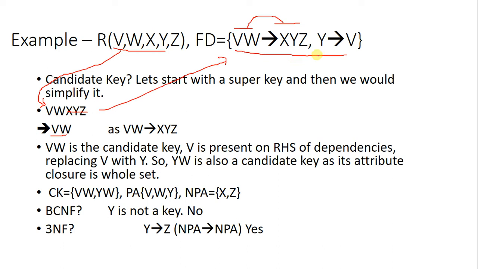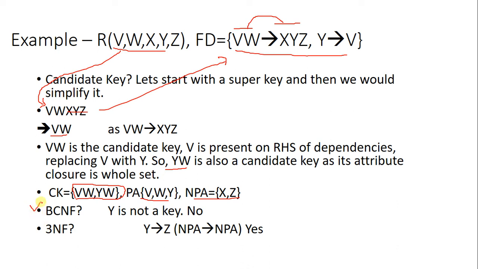Is VW the only candidate key, as it doesn't exist on the right hand side? No, it's not the only one, because its part V is on the right hand side. So we replace V with Y, and it becomes YW. So YW is another candidate key. So we have two candidate keys, VW and YW. From these candidate keys we get the prime attributes, which are V, W and Y, and the rest are non-prime attributes. Now we start checking for the highest normal form, that is BCNF.